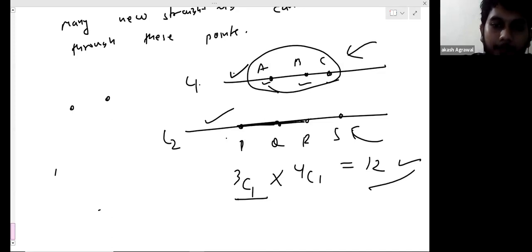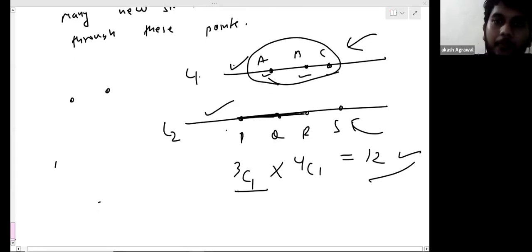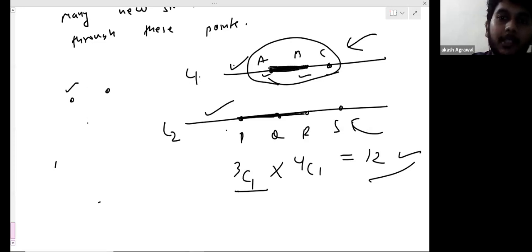But sir, why are we taking one? 3C1. Because to make a line, you only need 1 point from this. Right? Because if you take 3C2, suppose, then you are choosing 2 points out of 3. So you will get this line, AB line. AB is not different from L1. Okay. Yeah, sir.